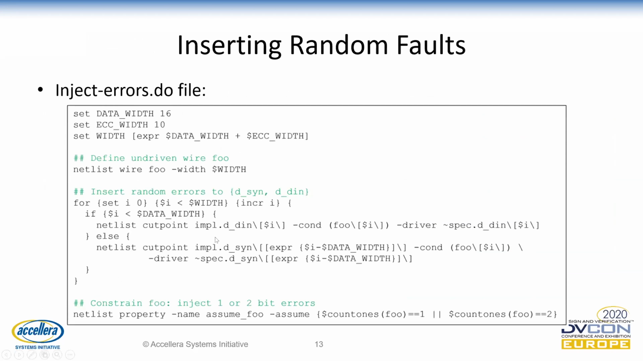Inserting random faults. The code for injecting random faults to the inj version is similar to the previous example for property checking. We use a netlist wire to define the free variable foo and use foo to control the error injection. Here we have a constraint to control the random faults to be 1 bit or 2 bits, such that the inj error_detected should be equal to constant 1.